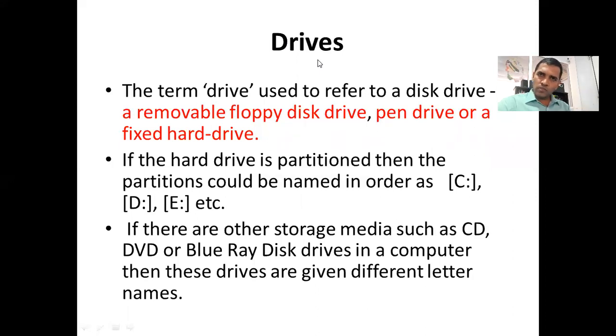Even earlier we used floppy disks. Nowadays we don't have floppy disks. There is another drive for floppy disk. So let's take the description. The term drive used to refer to a disk drive, right? Removable floppy disk drive, pen drive, or hard disk. So that common term drive is used to describe mostly three things, right? It can be a hard disk drive, it can be a pen drive, and also it can be a floppy disk drive, right?